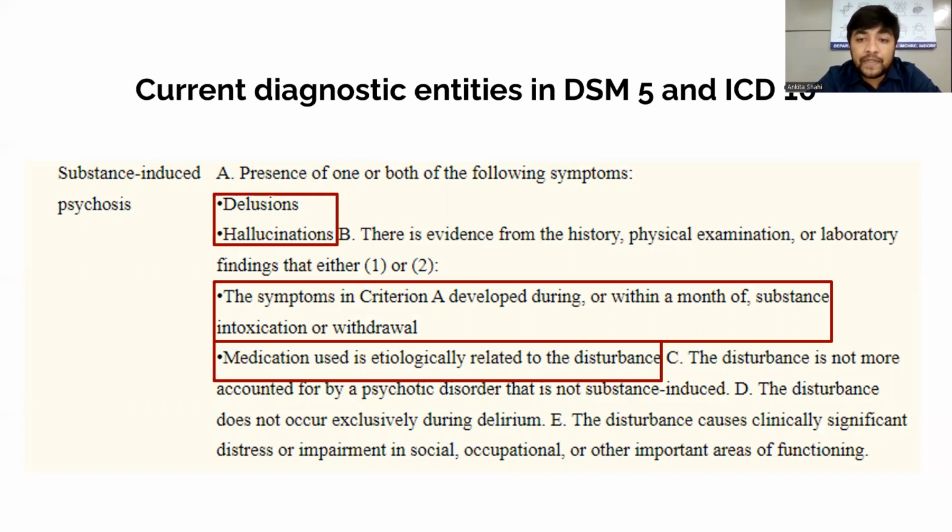There are other specifiers also, that the disturbance is not better accounted for by a psychotic disorder that is not substance induced. So it is necessarily a diagnosis of exclusion. You are excluding the other diagnoses, and then this is what remains. The disturbance does not occur exclusively during delirium. This becomes very important because many a time physicians tend to mistake the person's delirious state for a psychotic episode. Now, the final criterion here is that the disturbance causes clinically significant distress or impairment in social, occupational, or other important areas of function.